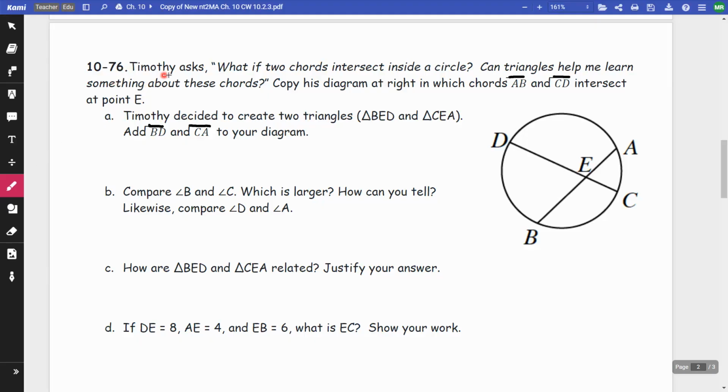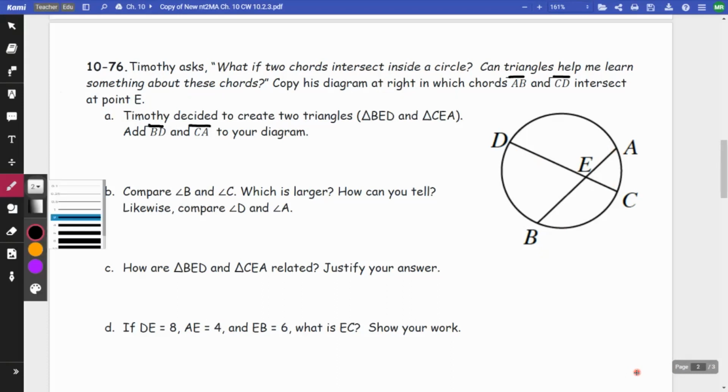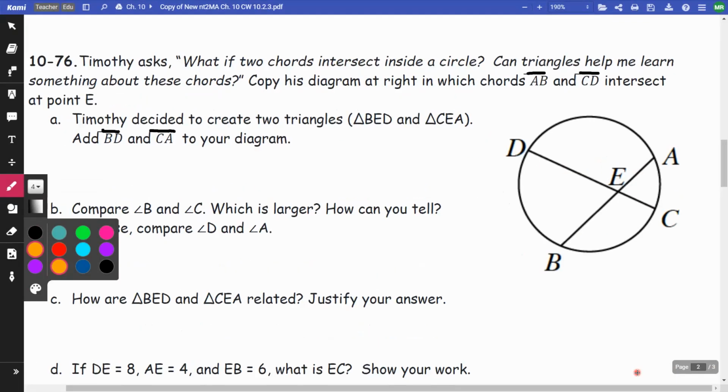So on 10-76, Timothy asked, what if two chords intersect inside a circle? Can triangles help me learn something about these chords? So we're looking at this chord AB and this chord DC, and we're trying to figure out if there's any relationship that we can come up with. So let's say I have this chord right here for DC and this chord right here for AB. And we are going to make some triangles. So one triangle I'm going to make is this one right here. And then I'm going to connect AC and make another triangle.